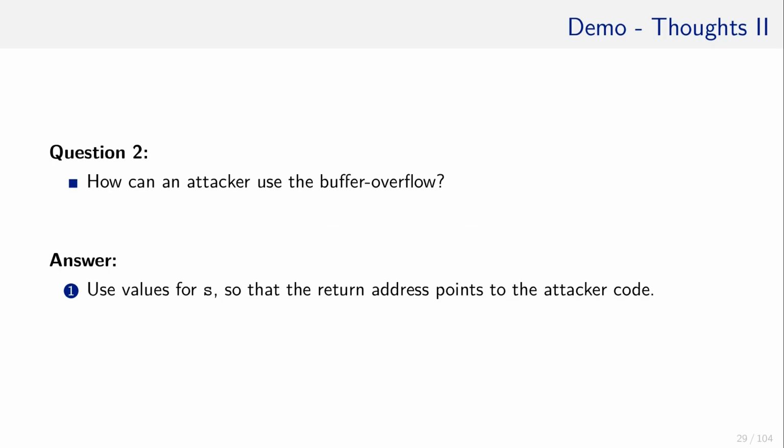The second question is, can we use this buffer overflow to do evil stuff, such as calling a function that has not been called anywhere in the source? We just need the pointer to the function and place it exactly where the return address is.